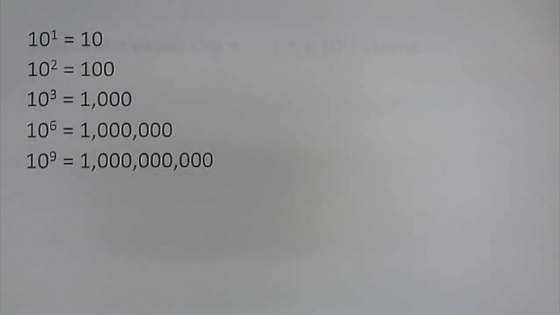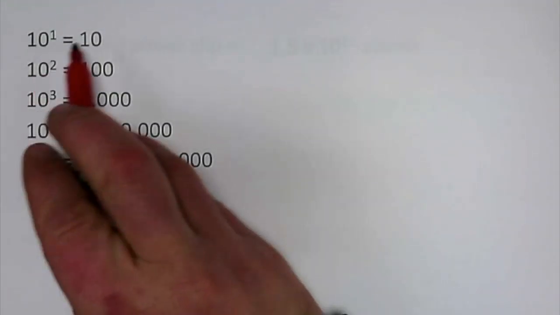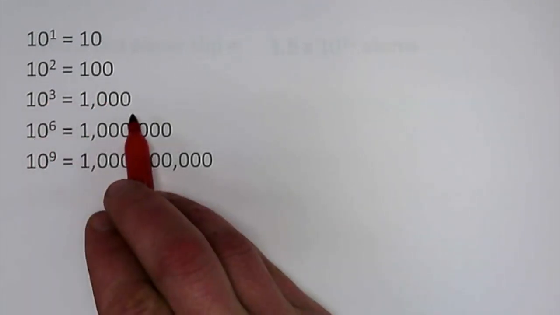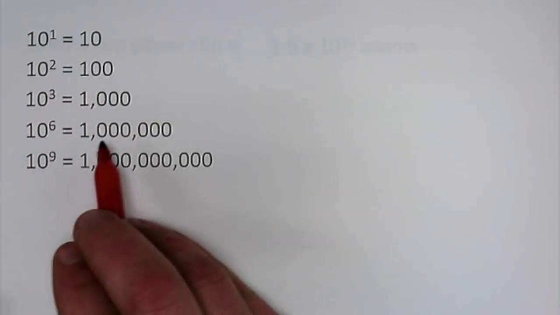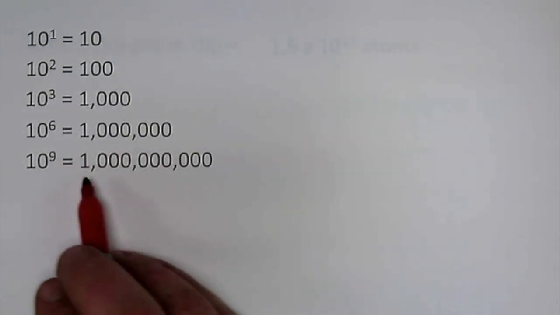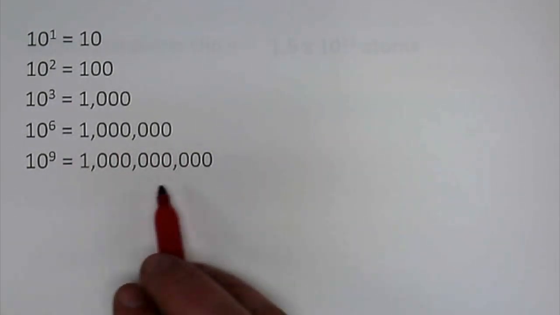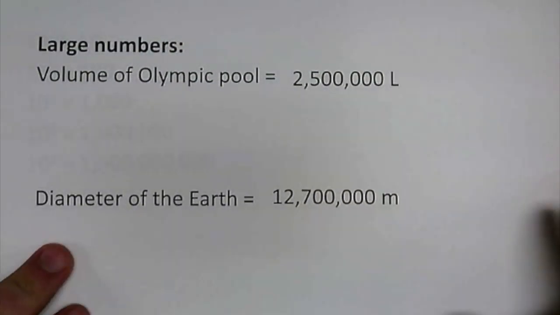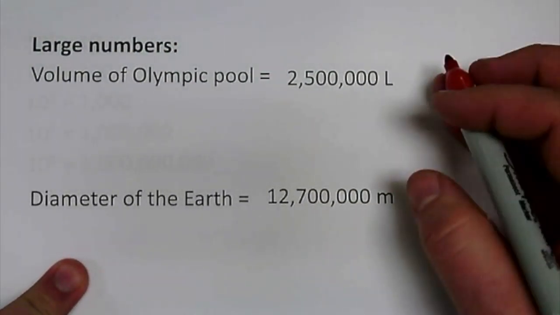So, the way it works is by dealing with powers of 10. For example, 10 to the power of 1, 10. 10 to the power of 2, 100. 10 to the power of 3, 1,000. 10 to the power of, say, 6, 1 million. 10 to the power of 9, 1 billion, 9 zeros afterward. So this takes advantage of this by removing some of these zeros in these large numbers and replacing it with one of these powers of 10 instead.